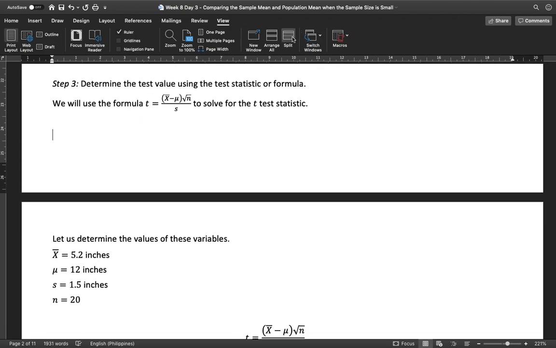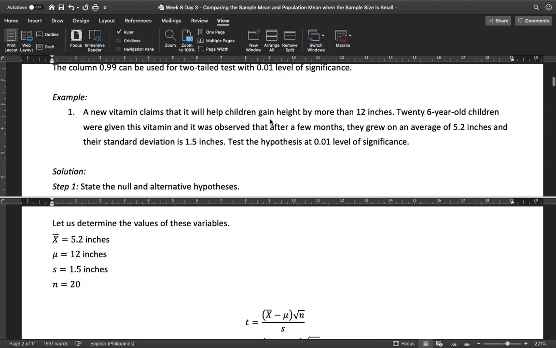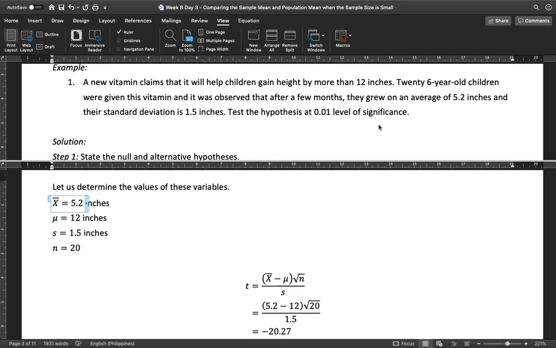So, balikan natin yung problem natin. Check natin, ano yung sample mean? It's 5.2 inches, kasi ito yung 6-year-old, ang naging height nila ay 5.2. Population mean, yung hypothesized population mean natin is 12 inches. Sample standard deviation, 1.5 inches. Sample size, 20 na 6-year-old children.